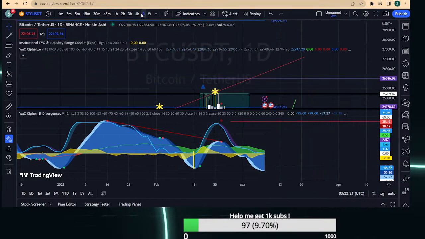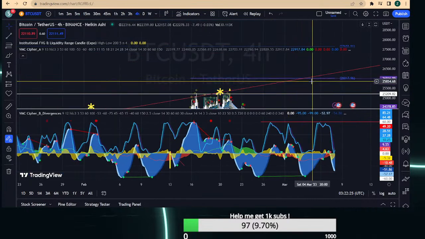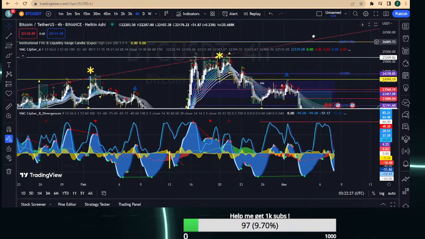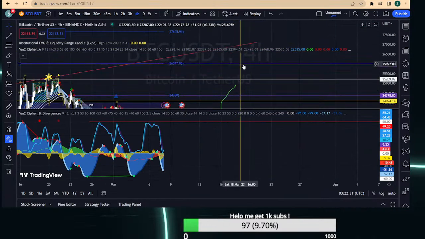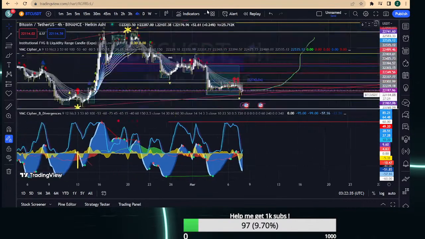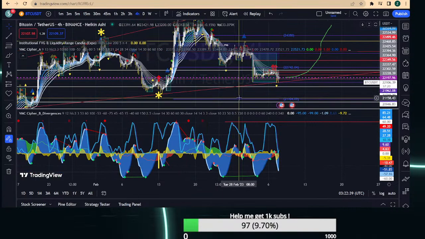I believe that's a 4-hour. Yeah. So $26,000 is their price prediction, which, I mean, it does make sense, and it'd be near the top of this range as well, if it is to bounce here. Like I said, I'm still very, very bullish.